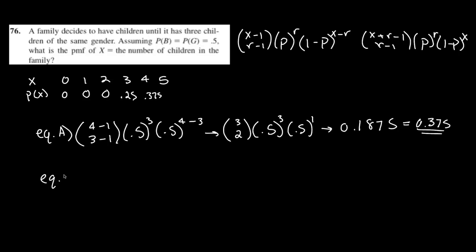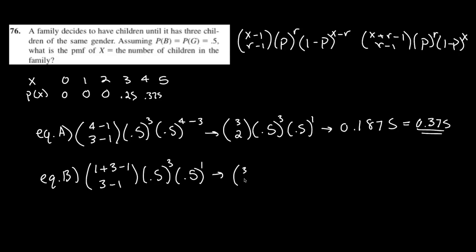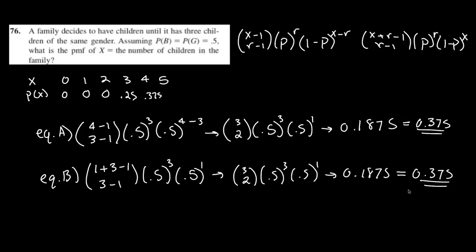And then finally, we'll just do it with equation B quickly. So remember, with equation B, it's our number of failures. So our number of failures in this case is going to be 1 plus 3 minus 1, and then 3 minus 1, number of successes. Number of failures, remember it's just 1. You don't have to subtract anything. And we'll get the same thing. And we have to multiply it by 2 or add them together. And as you can see, we will get the same answer.